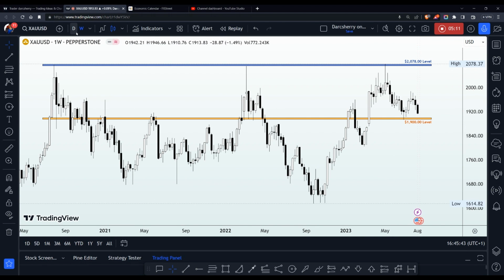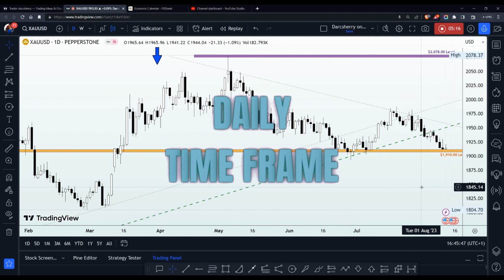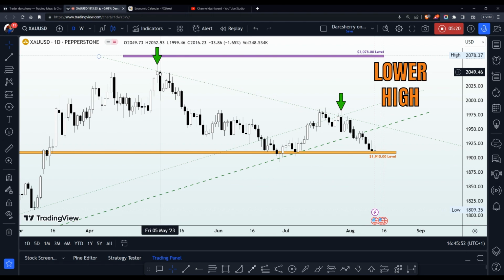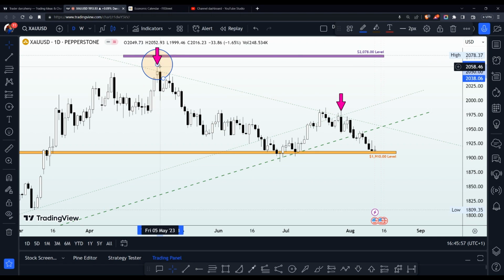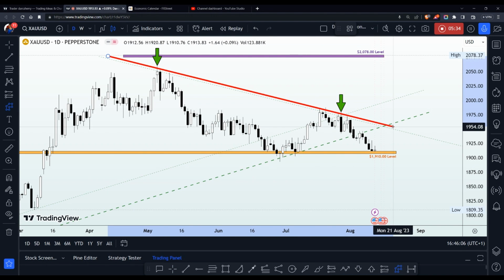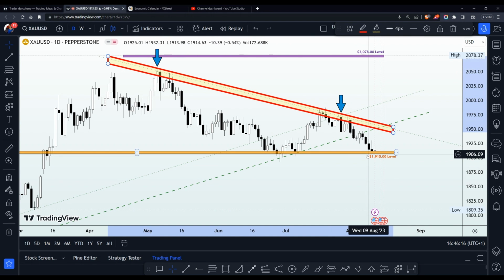So going back into the daily time frame, what I was able to notice here is the lower highs that have prevailed in this market ever since price tested that new high at the $2,078 level. And if we connect the series of lower highs here, you will see that we have a descending trend line which has been supporting this bearish momentum in the last 3 months, I think.